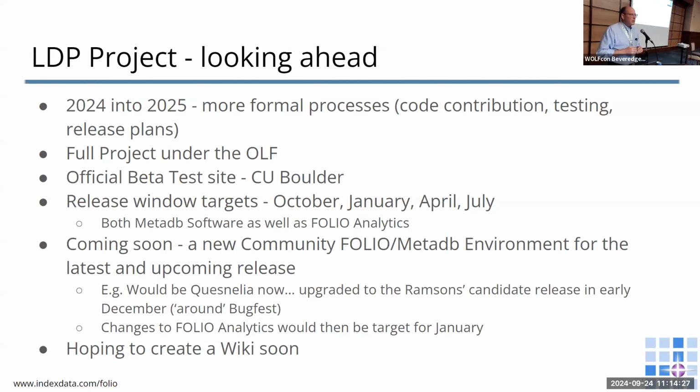Okay, so the question is, if I understand it, why don't we have a Quesnelia release and a Ramsons release environment? Right. Effort, expense, maybe. And from what we've heard from the community so far, they're going from nothing to this kind of idea that they're very excited about. And if we're able to sync up with the release plans of past and future FOLIO adopters, then that would be good. That's a good point. We can consider that.